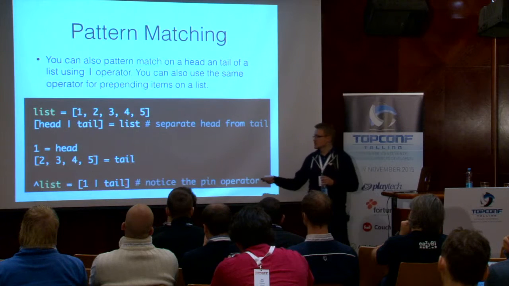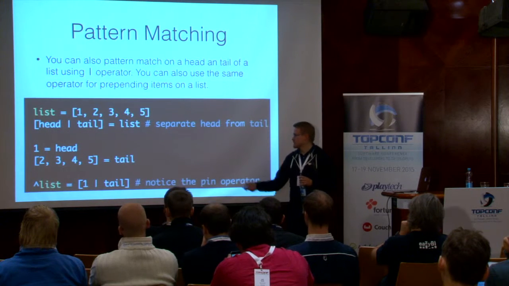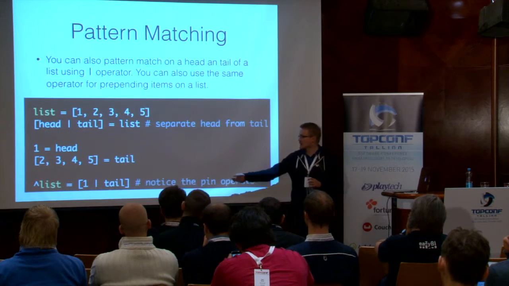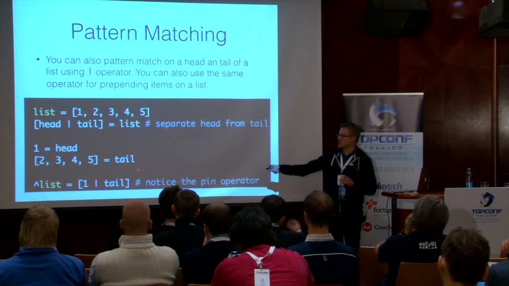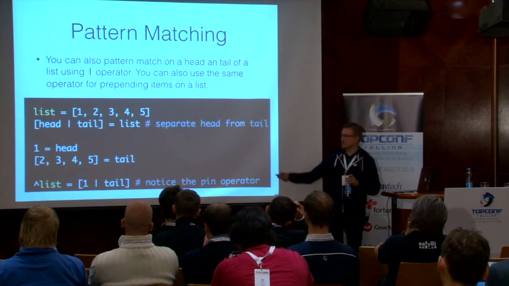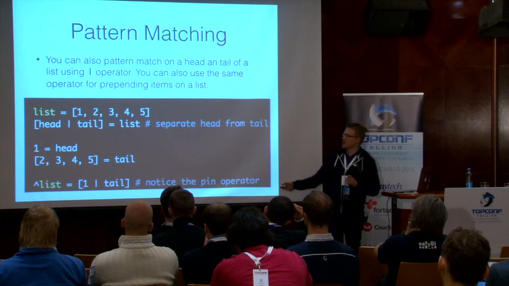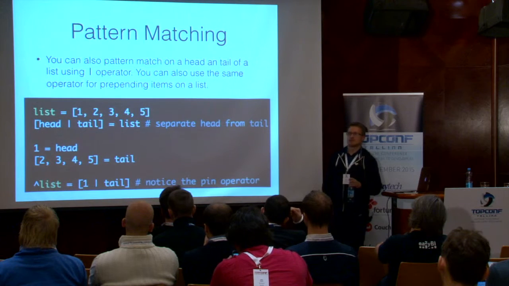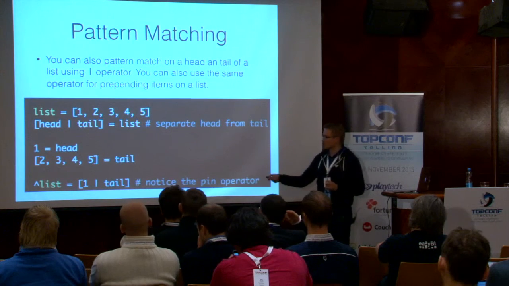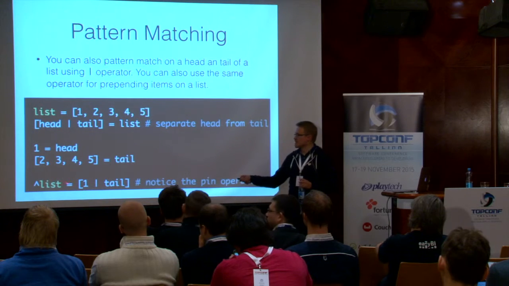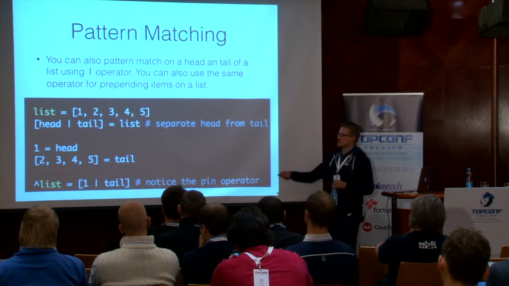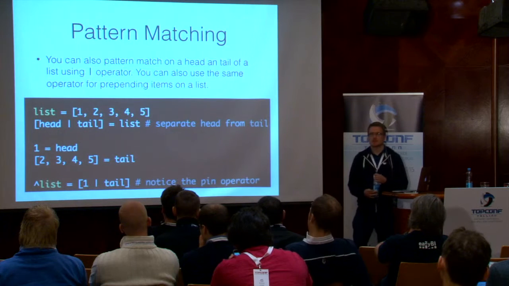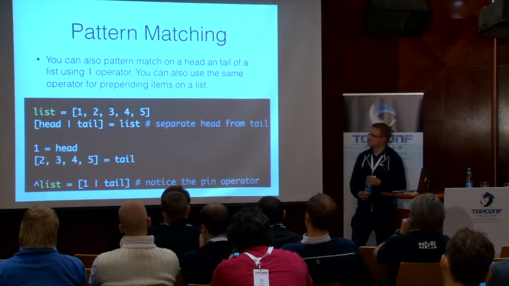If I did it without this pin operator at the beginning, I would be assigning this list to this variable. But if I use this pin operator, it's a pattern match. So it means that these both are equal. This is not assigning that list to this variable. It's matching that they are equal.